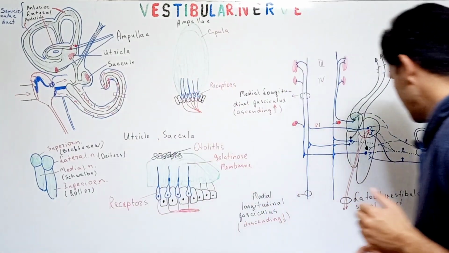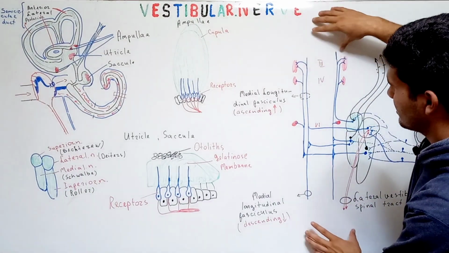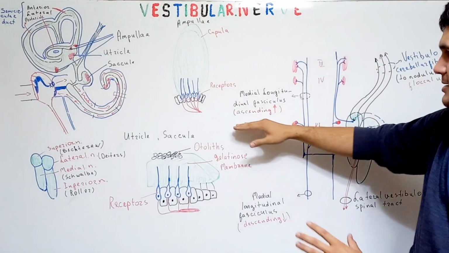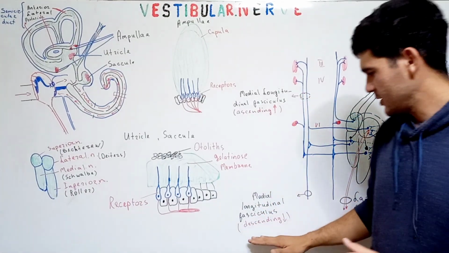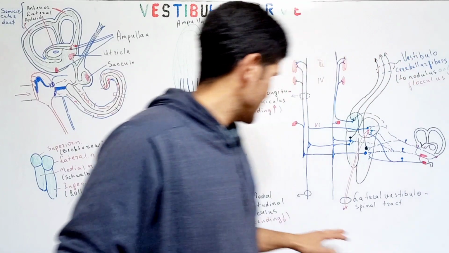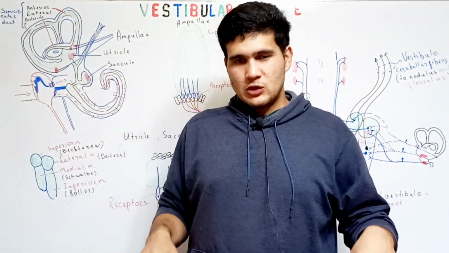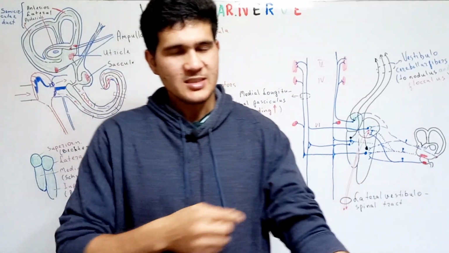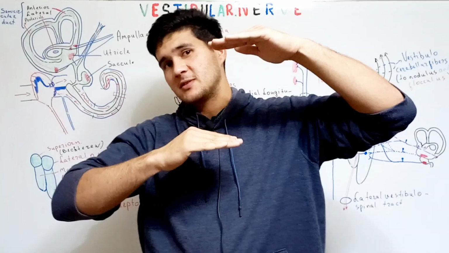Okay, now that's the lateral vestibular spinal tract, and our other two main structures are the medial longitudinal fascicles, ascending fibers and descending fibers. We should start with the descending fibers. The main function of the descending fibers is transmitting information to the spinal cord, specifically to the cervical and upper thoracic part of the spinal cord.